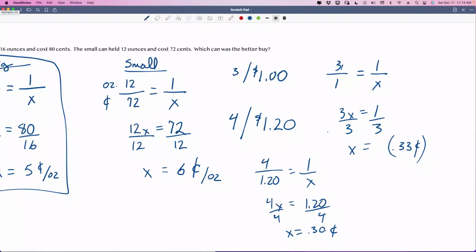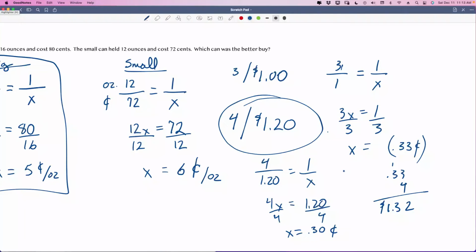And in the long run, if you were to buy 4 of these, 4 times 33 would be, that's 2 carry 1, that'd be $1.32 versus $1.20, 4 and 4. So this is by far the better deal. That's what you can use. This is what you want to use when you go to the grocery store.